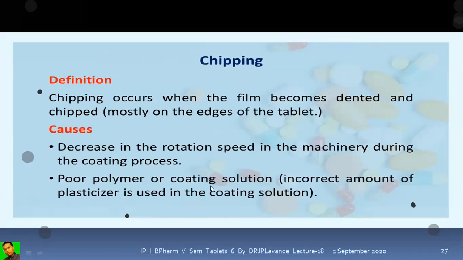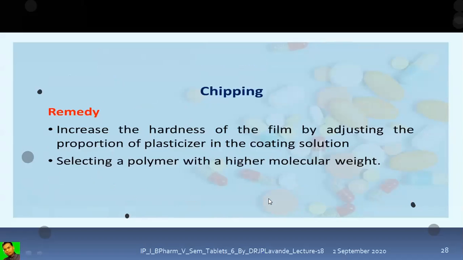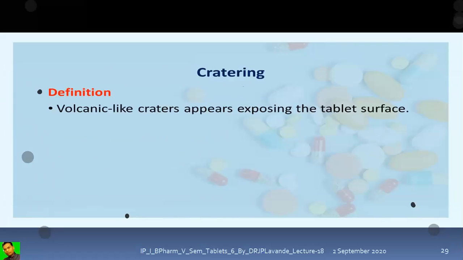A poor polymer or coating solution, and an incorrect amount of plasticizer used in the coating solution. So the remedy to treat chipping is to increase the hardness of the film by adjusting the proportion of plasticizer in the coating solution. We need to adjust the hardness so that chipping will not occur. Also, selecting a polymer with a higher molecular weight will avoid chipping.